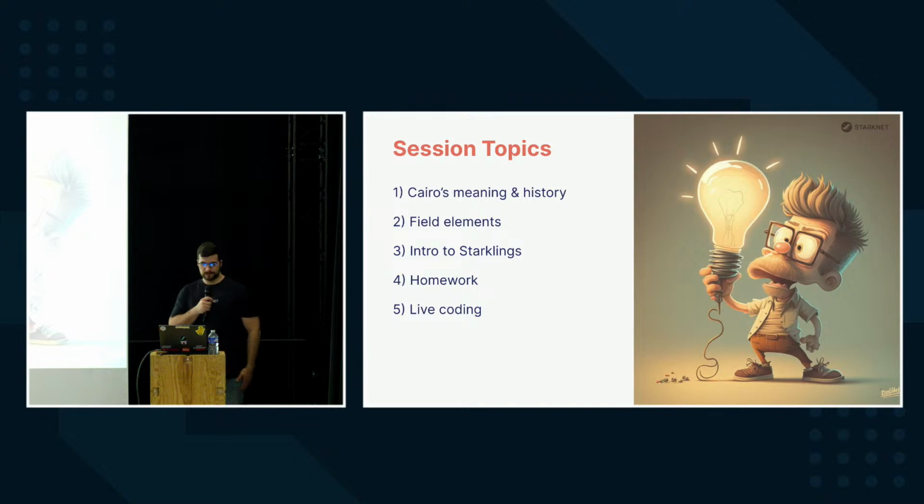Now, the session topics that we'll cover is we'll start with Cairo's meaning and history. So we'll do a little bit of a small theory, and we'll talk about the field elements. And right after that, we'll go into the practical session. We'll start learning Cairo by solving Starklings. And there's some homework left to do if we don't finalize all the exercises. And we'll have the live coding.